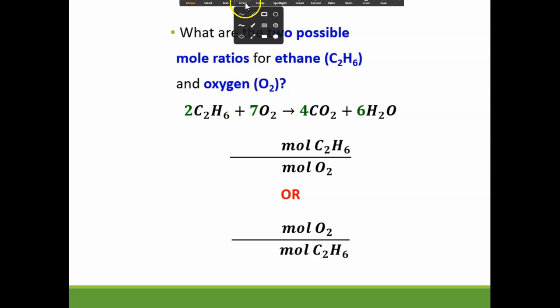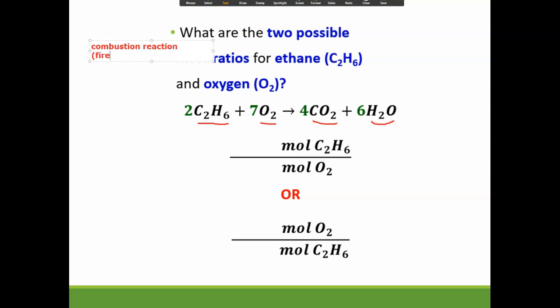So let's take a look at an example of ethane and oxygen reacting together. This is ethane, C2H6, and oxygen, O2, and when they react, they create CO2, carbon dioxide, and H2O, water. This is another example of a combustion reaction, which means we're lighting things on fire. You can look at the big numbers in front. That tells you how many molecules you would need. So in this reaction, I need 2 molecules of ethane plus 7 molecules of oxygen to give me 4 molecules of carbon dioxide and 6 molecules of H2O.